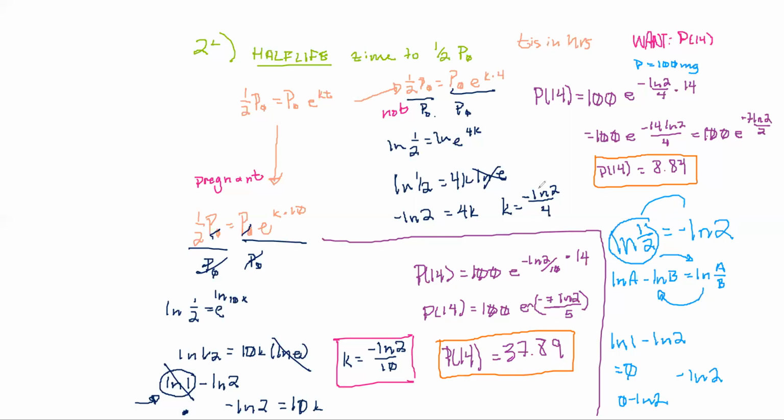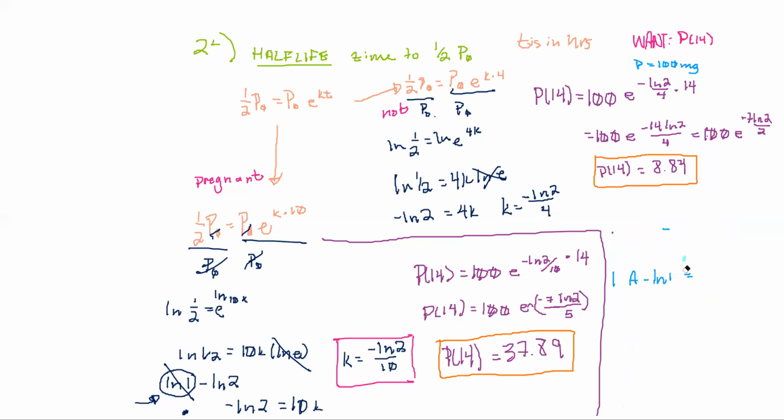Cool. All right, so now we have the information we need. Actually, we have our answer. We were asked to find how much caffeine is in their bodies at 10 p.m. The answer for the pregnant person is 37.89 milligrams, and the answer for the not pregnant person is 8.84 milligrams, which is a pretty big difference. Okay, that's it. That's the whole problem.